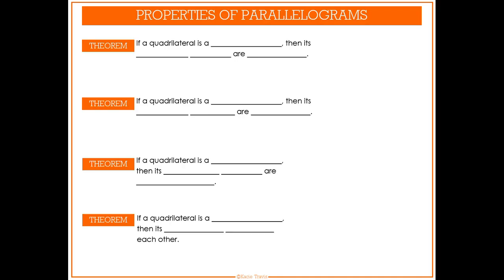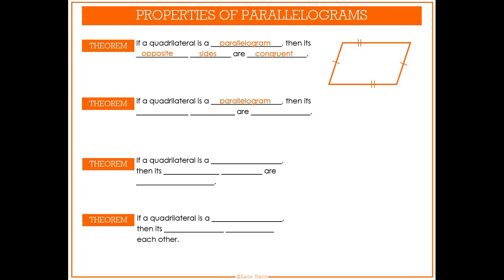Remember, a parallelogram is a quadrilateral with two sets of parallel lines. So, if a quadrilateral is a parallelogram, then it has opposite sides that are congruent as well. So, the top and the bottom, the left and the right here, they are congruent as well as parallel.